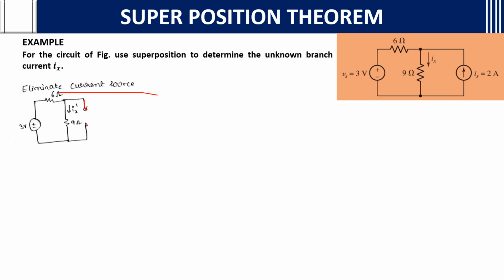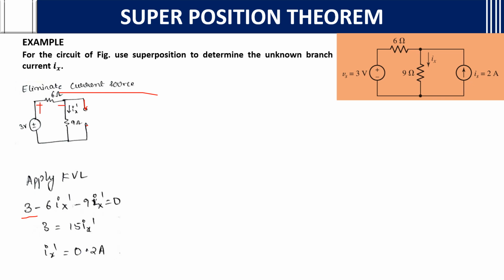Ix dash, you apply KVL and you will get 3 minus 6 Ix dash, because the current moving here is Ix dash, so we take Ix dash only in the clockwise direction, then minus Ix dash equals 0. After taking, 3 is equal to 15 Ix dash. Ix dash is equal to 0.2 amperes.